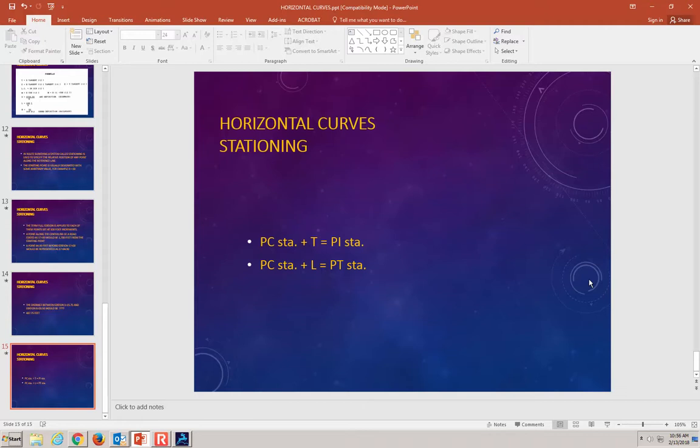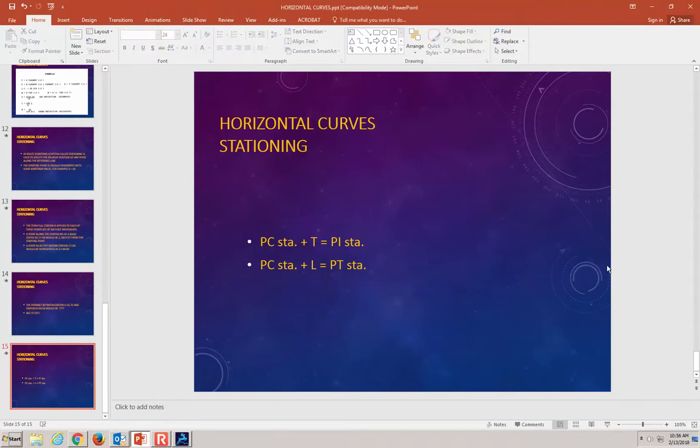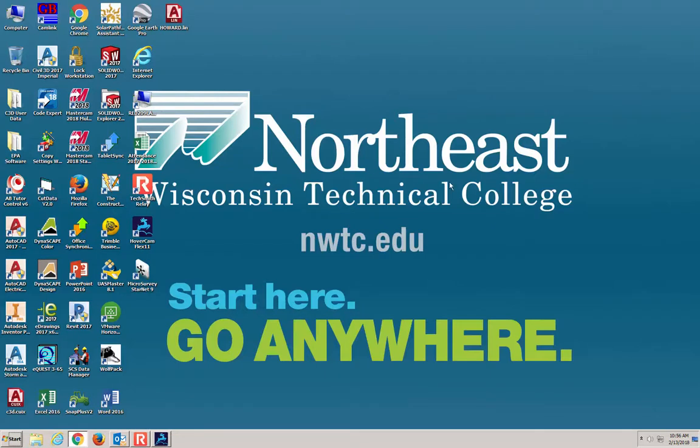Now, why can't I just add the tangent to the PI station to get the PT? It's different. We can't do that. You can do that in vertical curves, but you can't do that in horizontal curves. So when you're trying to find any of these, use these formulas or a version of these formulas to find the PC or PT. Okay. All right. So let's put some of this to work, and it'll all start making sense.